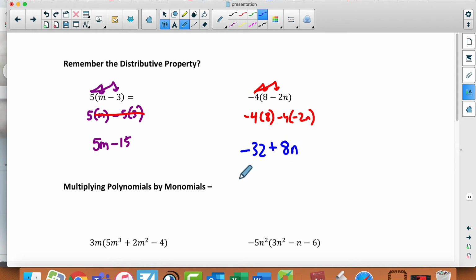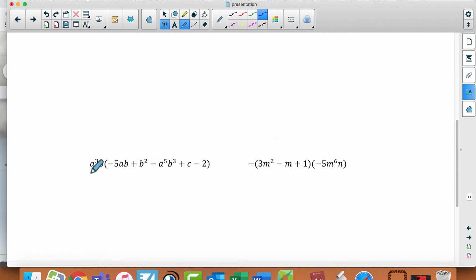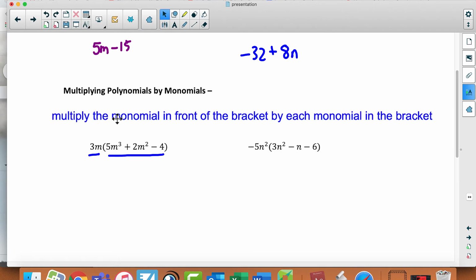That's the distributive property. And you need to know that when you're multiplying a monomial by a polynomial. See, here's our monomial, and we're multiplying it by a trinomial. Here's a monomial times a trinomial. Here's a monomial times a 1, 2, 3, 4, 5-term polynomial. My goodness. And here's a trinomial times a monomial. So that's the idea here. Okay, so what are we going to do? You're going to multiply the monomial in front, that's the 3m here, in front of the bracket by each monomial in the bracket. In other words, you're going to use the distributive property here, the mountains.